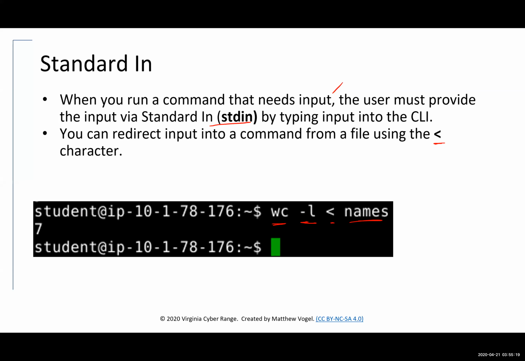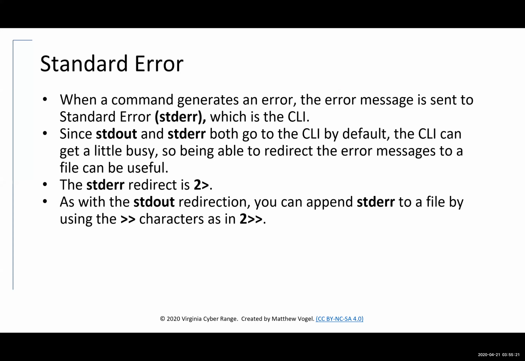Okay, so this can be useful. Standard error. This is for error messages. And the standard output device for error messages is also the terminal window, the command line interface, right? So since standard out and standard error both go to the command line interface by default, you can end up getting a lot of stuff in the terminal window, and sometimes you want to redirect some of that stuff somewhere else just so it doesn't clutter things.